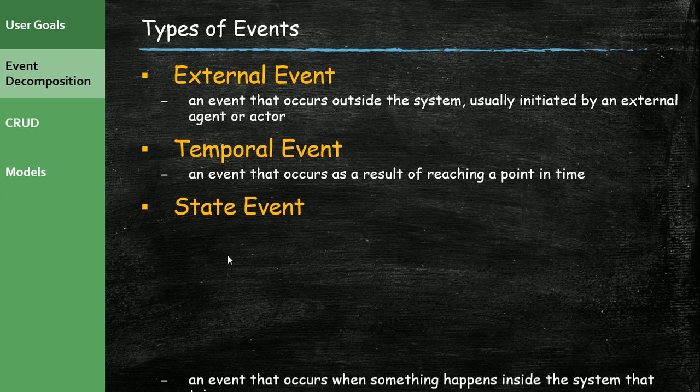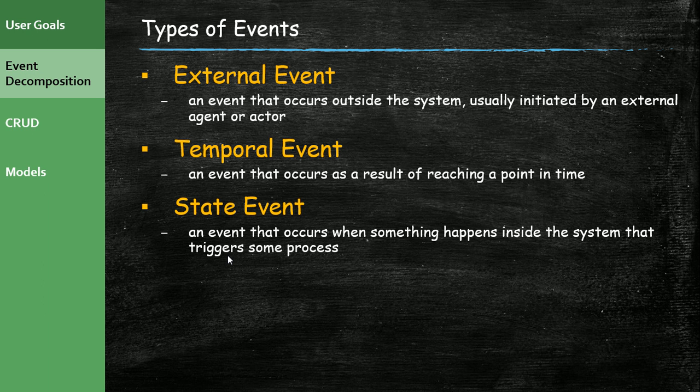And we have state events, which is an event that occurs when something happens inside the system that triggers some process. So sometimes we can have triggers that change because of states. And we'll talk in a lot more detail about states later on in this semester. We'll talk about state machines and how we can diagram and model that stuff. But for the most part, we're worried about external and temporal events in our use cases.